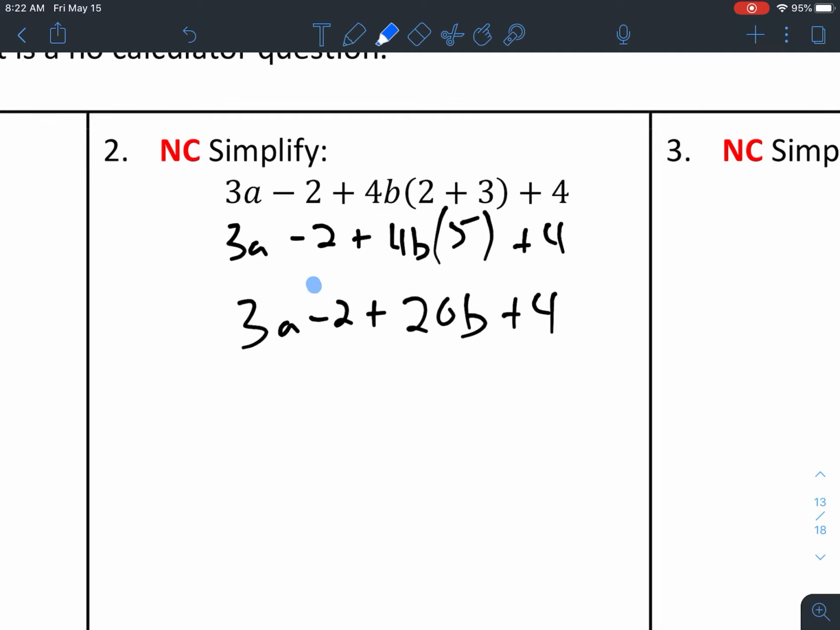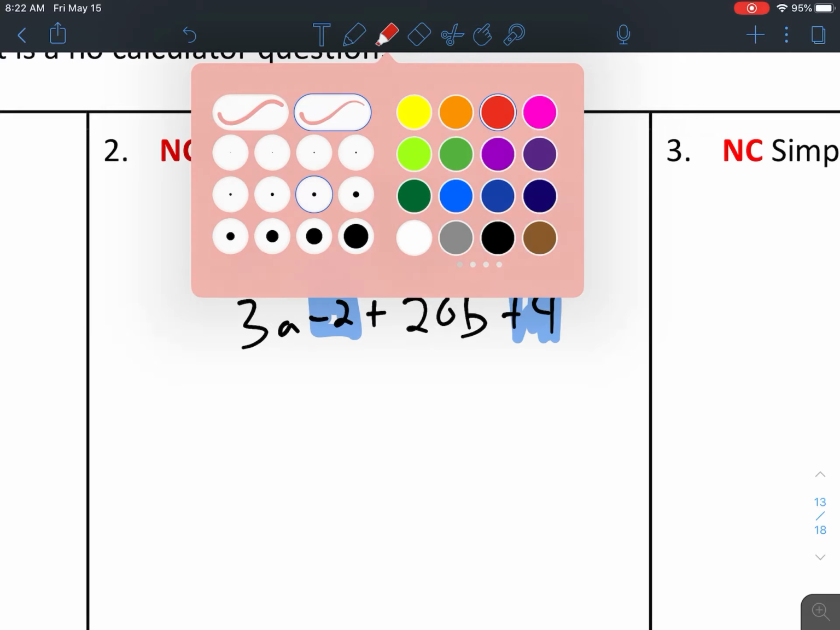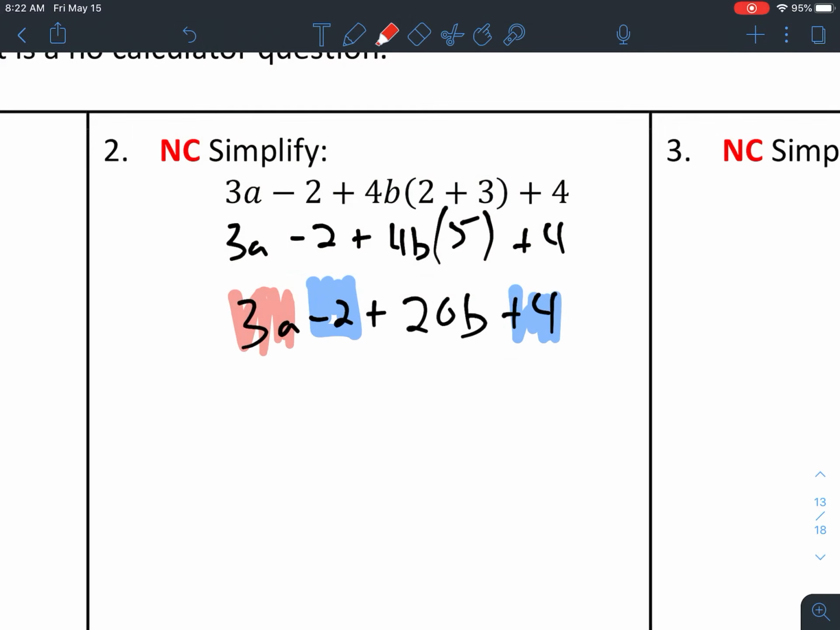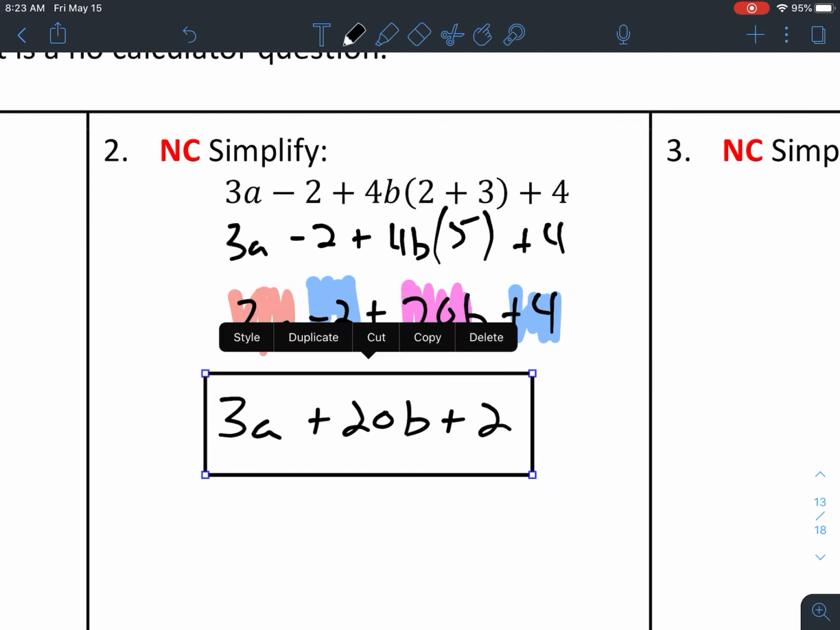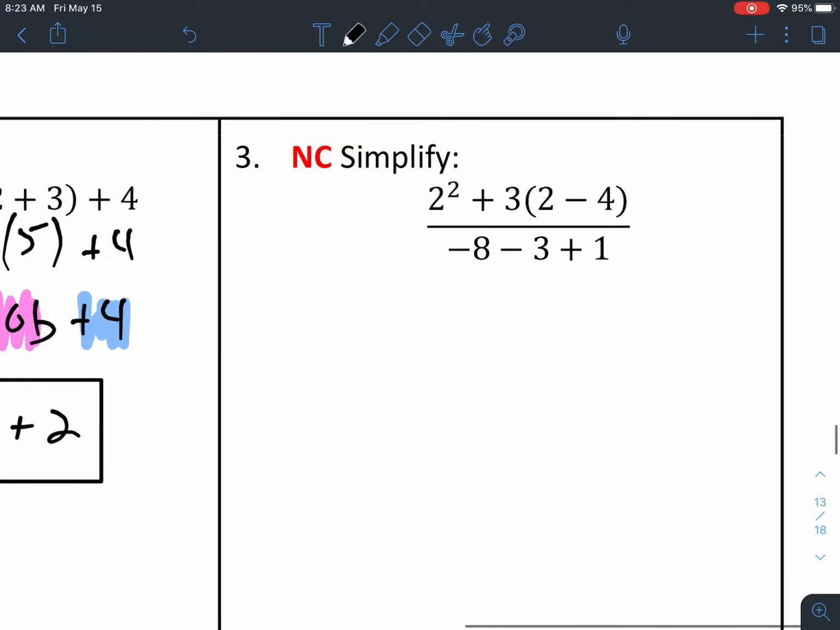We add like terms. So this and this is like terms. This is one other term. And that's a different term because we cannot add a and b's together. So it should look like this. 3a plus 20b plus 2, because 4 minus 2 finishes it with just a 2. So that is our final answer right there. That's as much as we can simplify it.